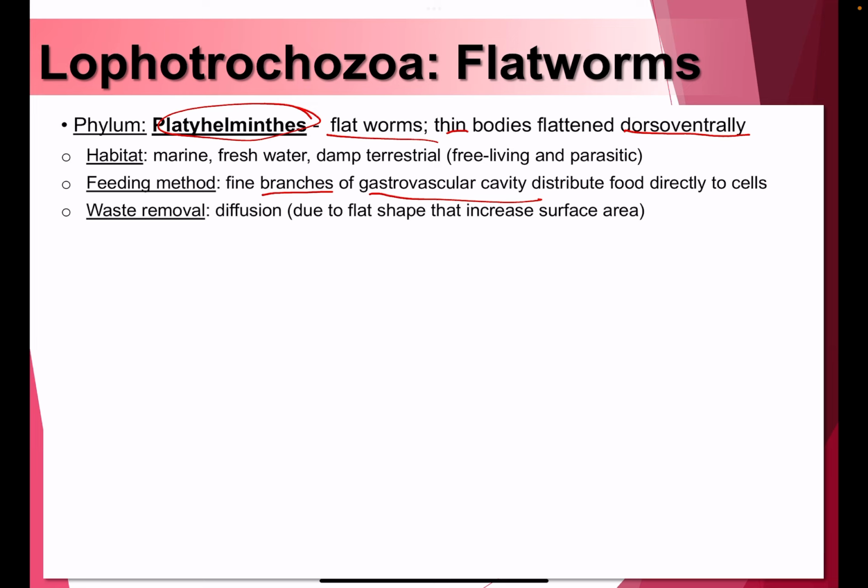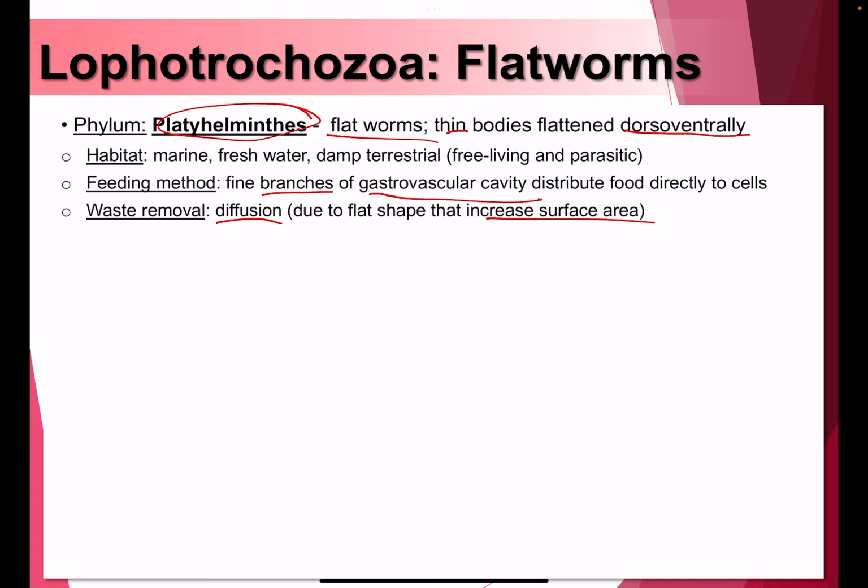Waste removal for these flatworms is mainly by diffusion, again because of what I said about them being flat. It means they don't have very thick tissue or long distances for things to travel through. Whenever it's a thin surface, things can happen by diffusion. Being flat also increases the surface area of the animal, which maximizes the amount of absorption and secretion it can do.